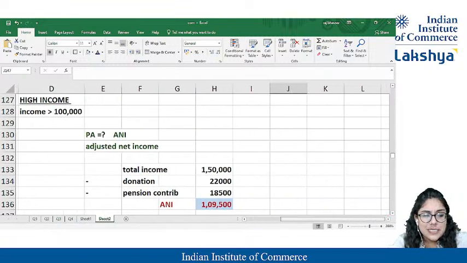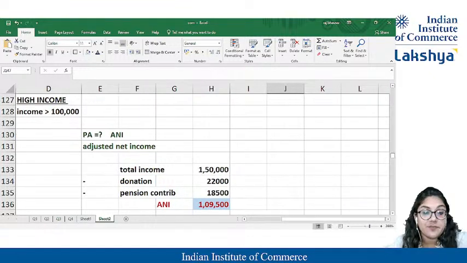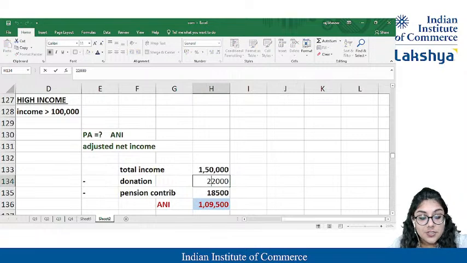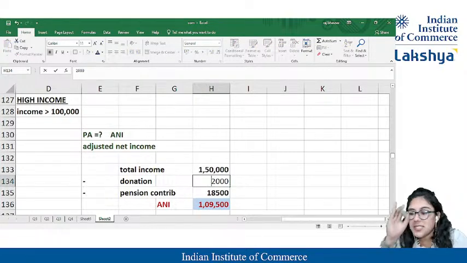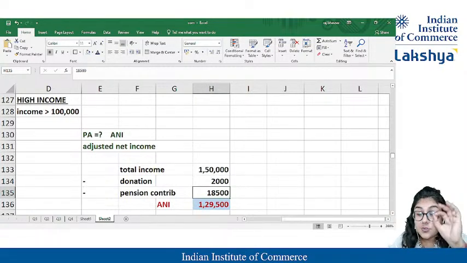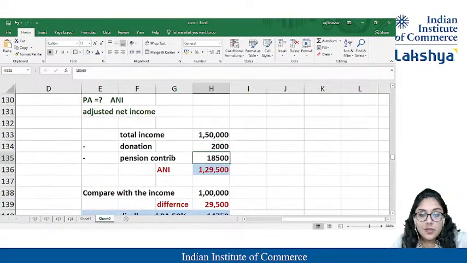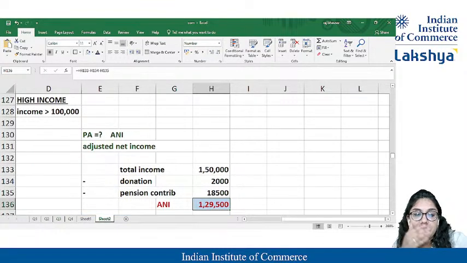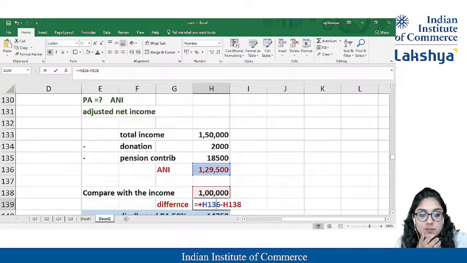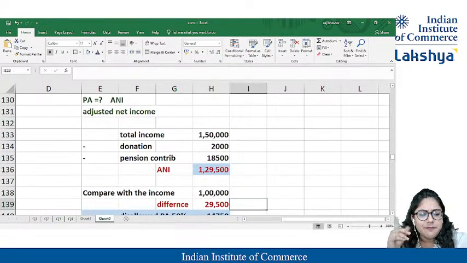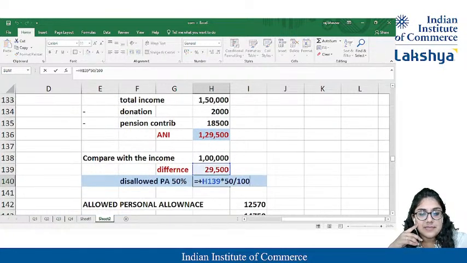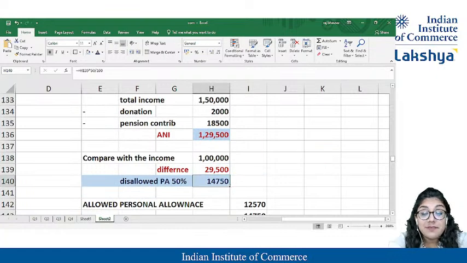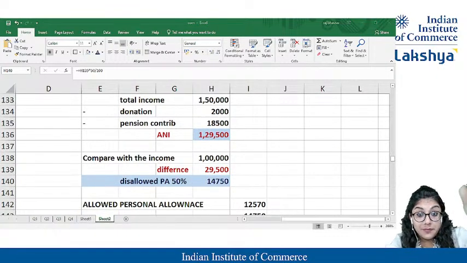I'm just changing one figure, guys. My donation is not 20,000, it's just 2,000. So my ANI is how much? It's 129,500. That means if I compare it with 1 lakh, my excess income, my difference, is 29,500. If I multiply it by 50%, I get 14,750. So my 14,750 is disallowed. My 14,750 is not allowed.